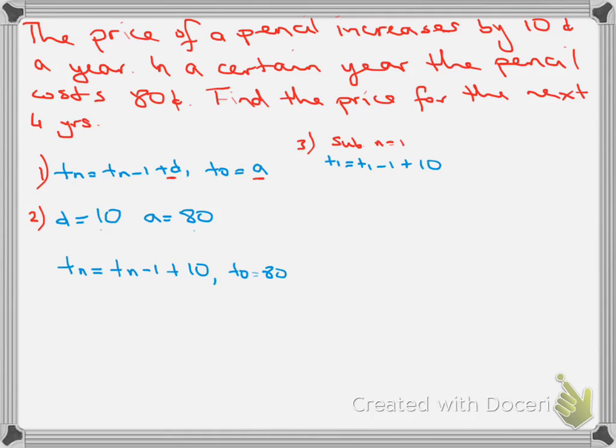So going back to our third step here, what we need to do now is work out what T1 is equal to. T1 is equal to, and we can work out what 1 minus 1 is. We know what that is. It equals T0 plus 10. How do I know what T0 is equal to? Well, I know it from my equation over here. T0 is equal to 80, so I can substitute that in. T1 is equal to 80 plus 10. So therefore, in the second year, my pencil cost me 90 cents.